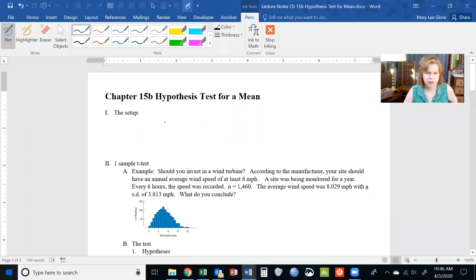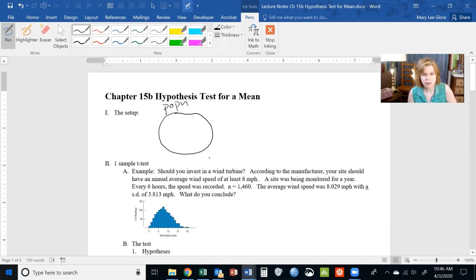Hi there. Today we're going to talk about how to do a hypothesis test for the mean. And we're going to start out by talking about what the setup is. When do I do this? We always start with some population I want to know something about.